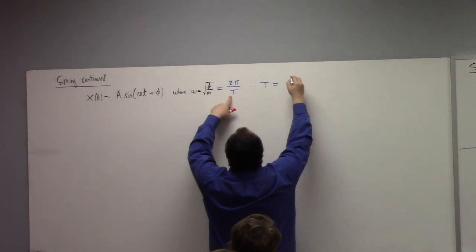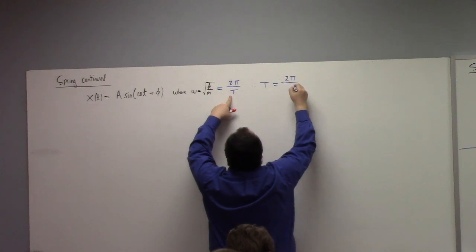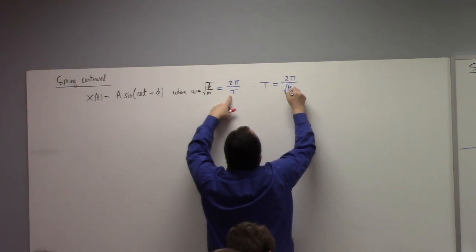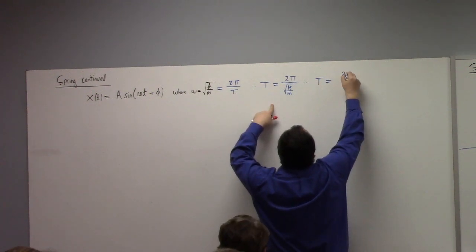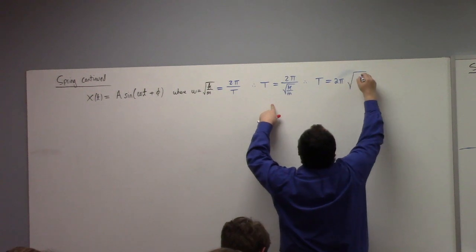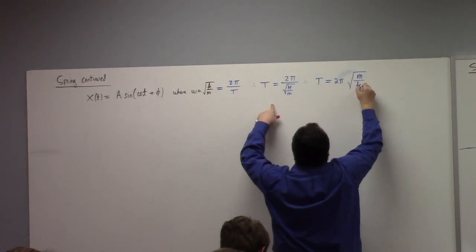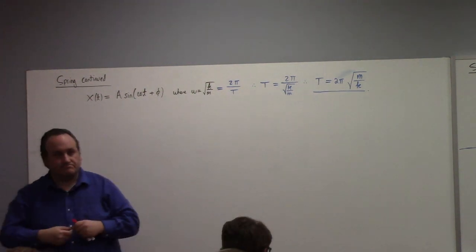Solve for t. We get what? 2 pi divided by the square root of k over m, right? Which we can simplify. The period is 2 pi, the square root of m over k. All right, great. So that's the period for a spring.